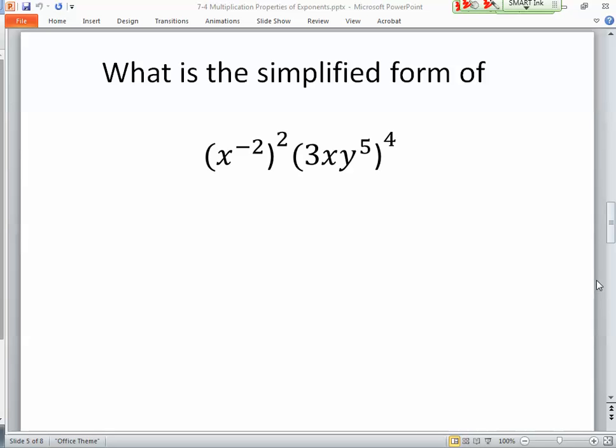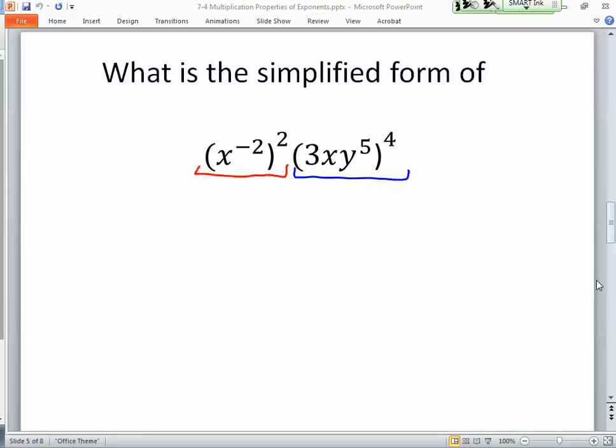Here's what I have. I have x to the negative second power, and all of that is being raised to the power of 2. And then I have 3xy to the fifth power, and all that is being raised to the power of 4. So when I'm solving this problem, I'm going to break it up into those two parts. This first part here and this second part here. I'm going to simplify those individually and then come down and multiply whatever I have left.